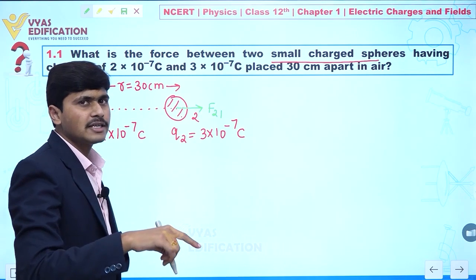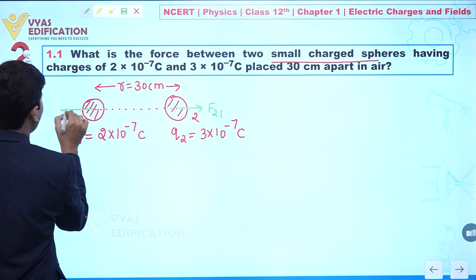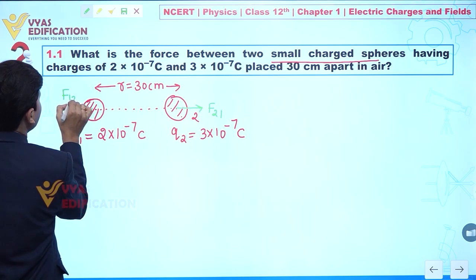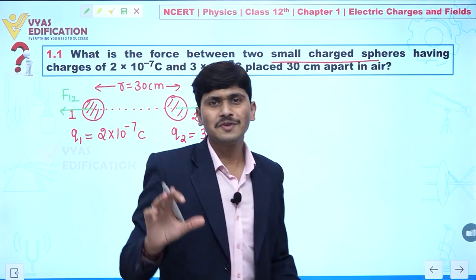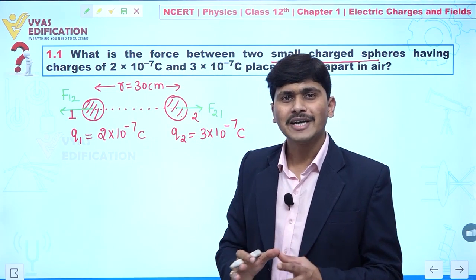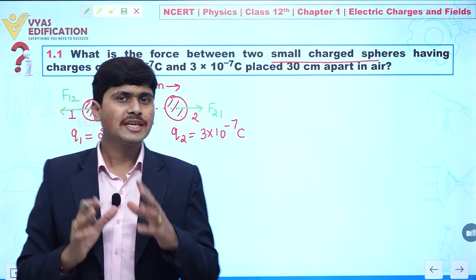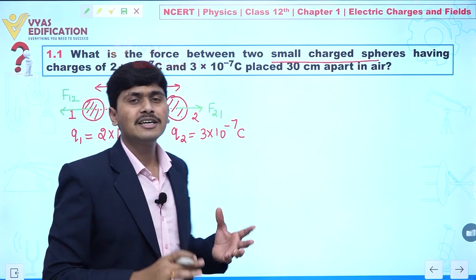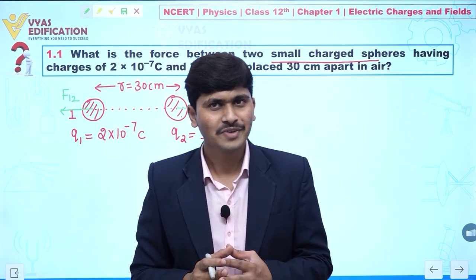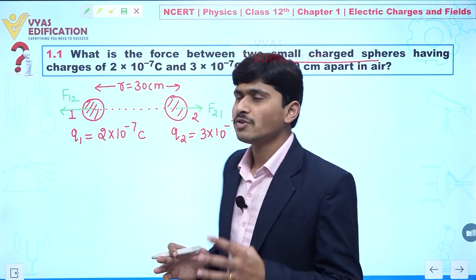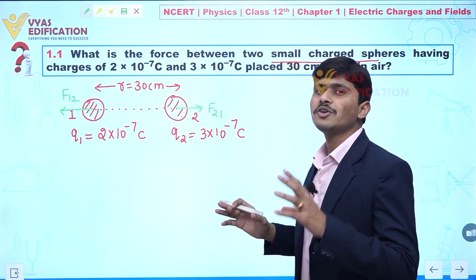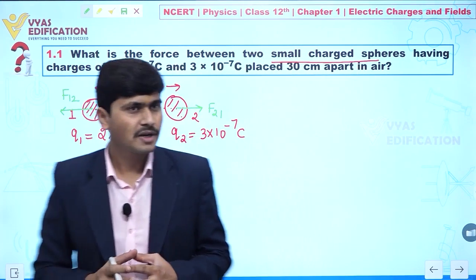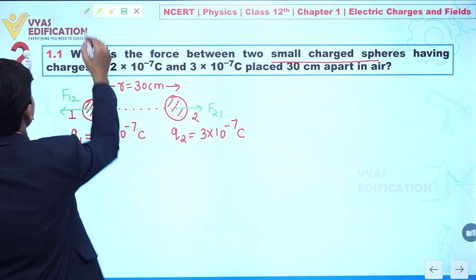Similarly we can see the force exerted on 1 by 2. So both the forces are the same in magnitude but opposite in direction. If we have positive charges, we have repulsive forces, clear? Now our objective is to calculate the magnitude of this electrostatic force, clear? So now how can we calculate?